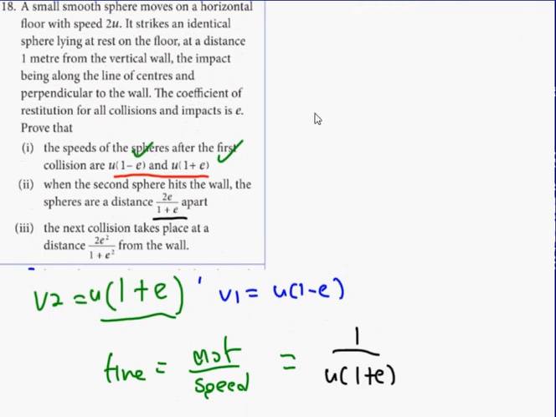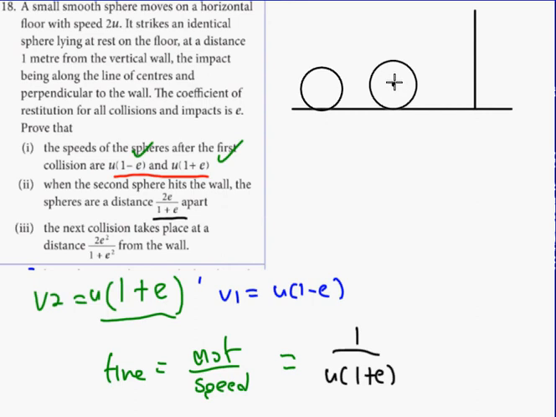Okay, so your new diagram: when they collided with each other, there's no gap between the two of them. Then this one here travels 1 meter to the wall. So it travelled 1 meter to the wall from where it was to where it is now. Between its old centre and its new centre, it travelled 1 meter.